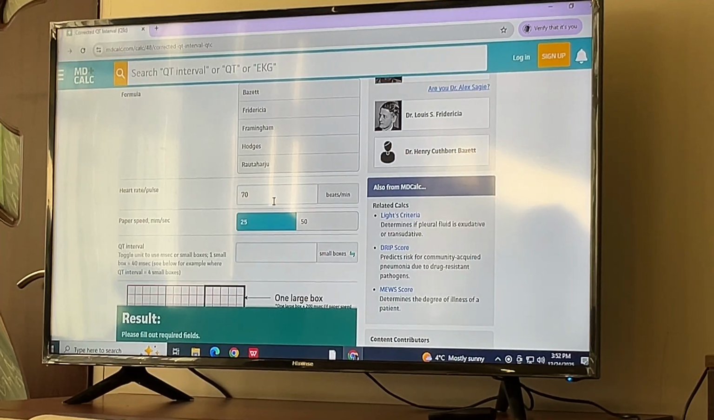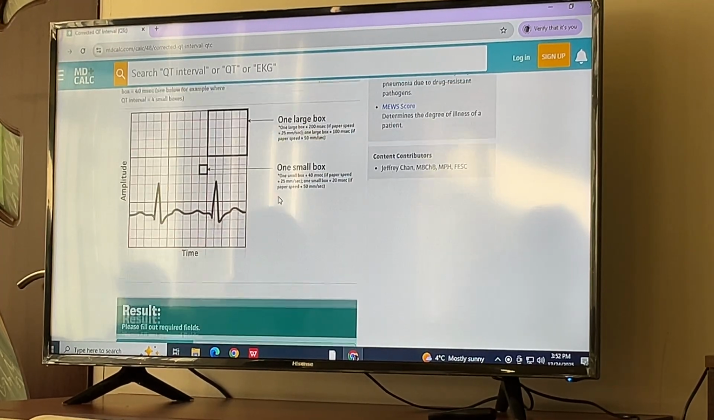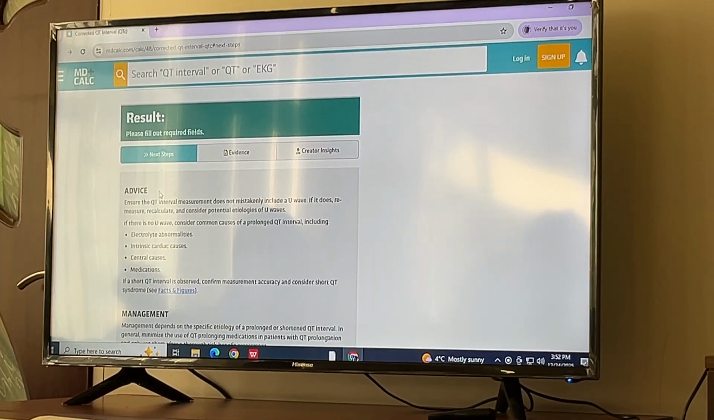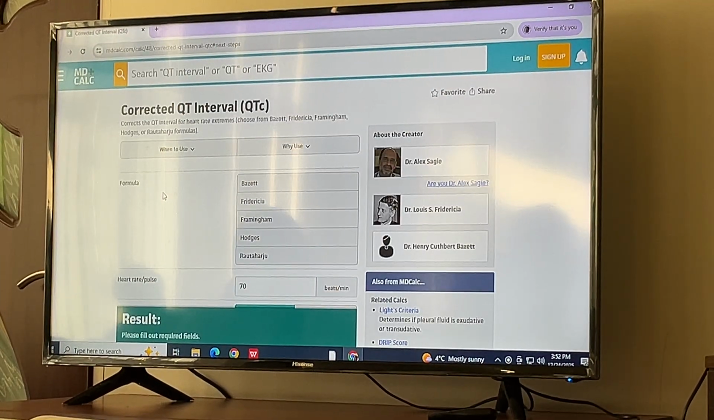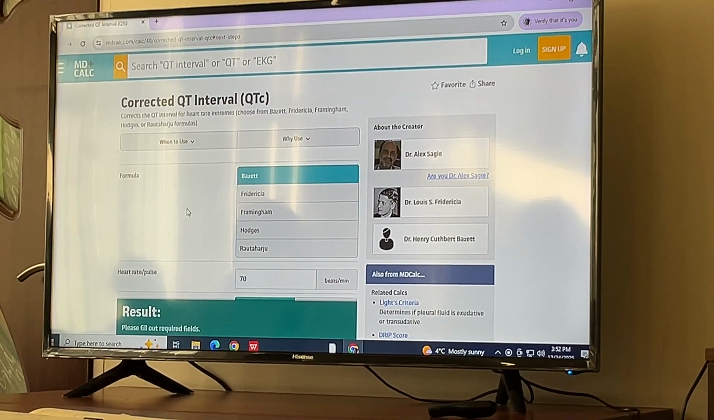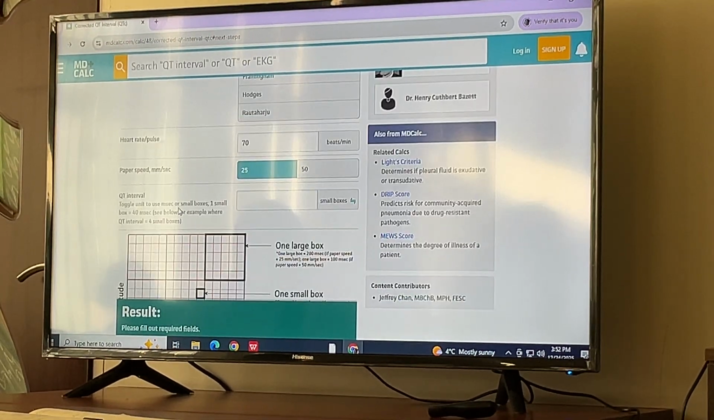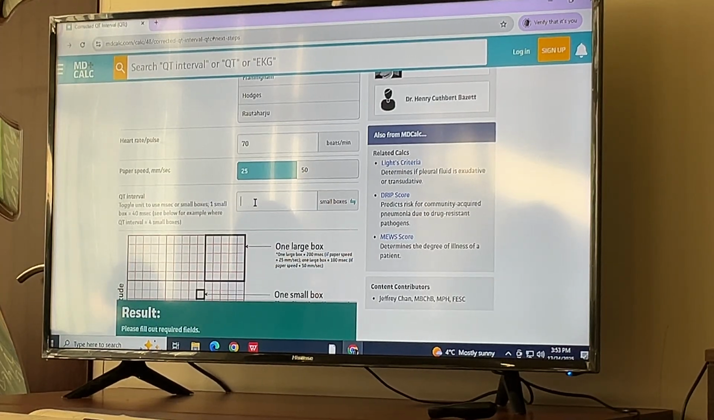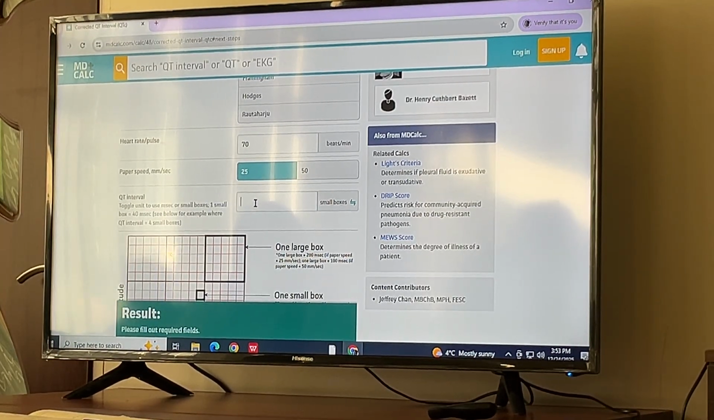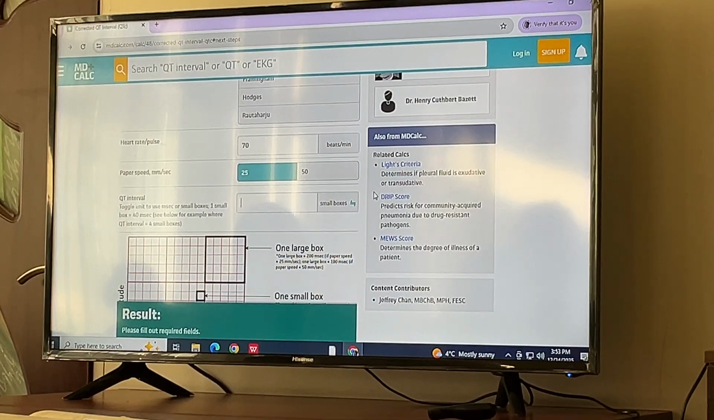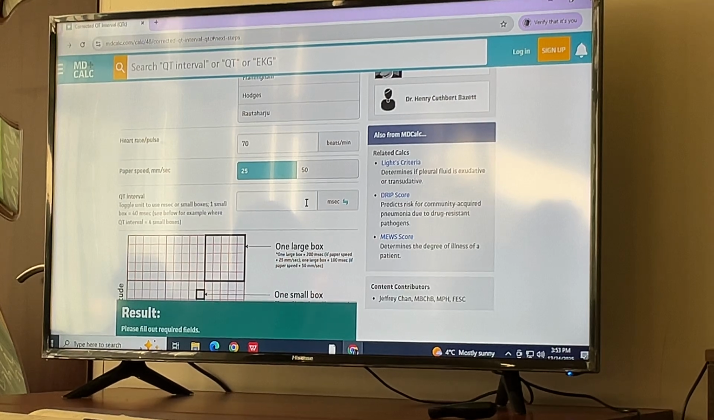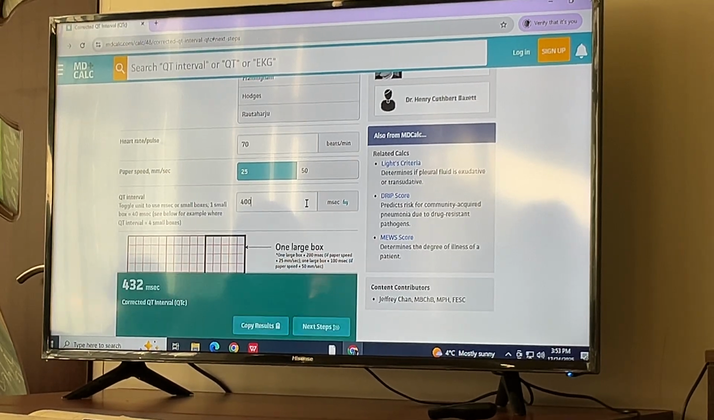70 beats per minute. Let's go step by step. You have to put in the QT interval. We may give it in small boxes, or in seconds or milliseconds. Here it is milliseconds. For example, let it be 0.4 or 400 milliseconds. Look, QT corrected is 432.